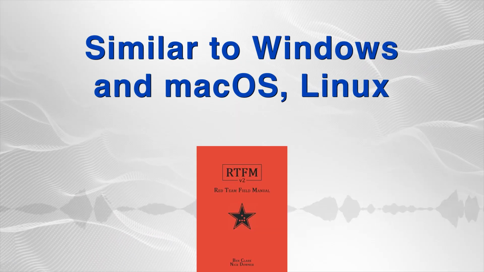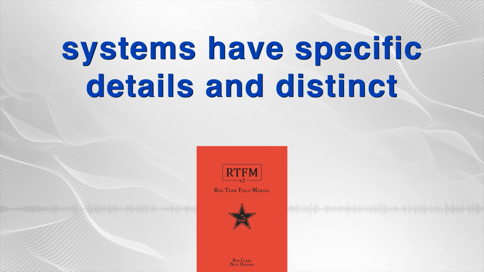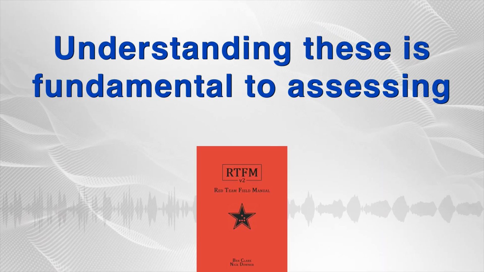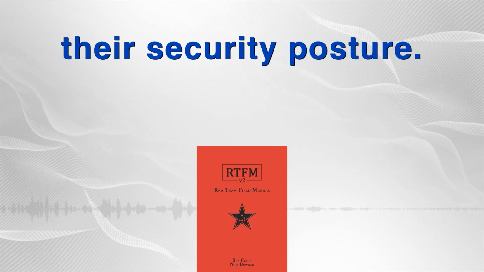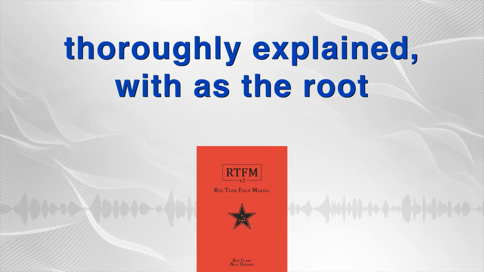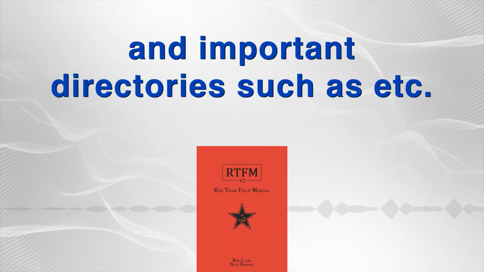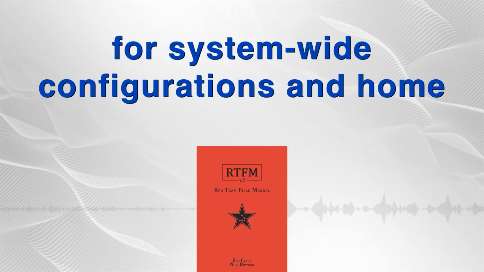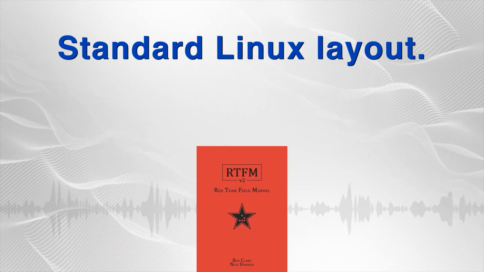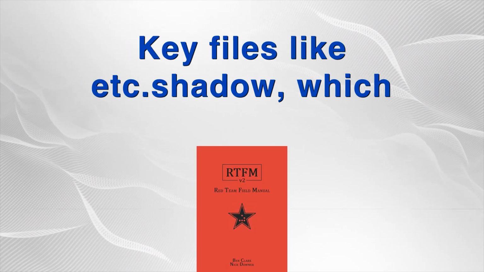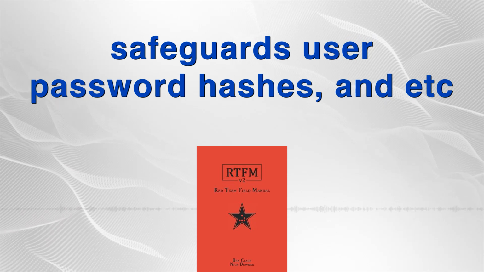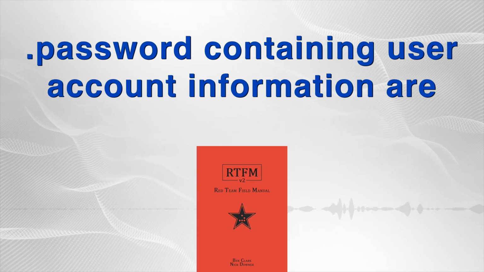Similar to Windows and macOS, Linux systems have specific details and distinct methods for gathering information. Understanding these is fundamental to assessing their security posture. The Linux file system structure is thoroughly explained, with / as the root and important directories such as /etc for system-wide configurations and /home for individual user data. Standard Linux layout. What about key files? Key files like /etc/shadow, which safeguards user password hashes, and /etc/passwd containing user account information are detailed.